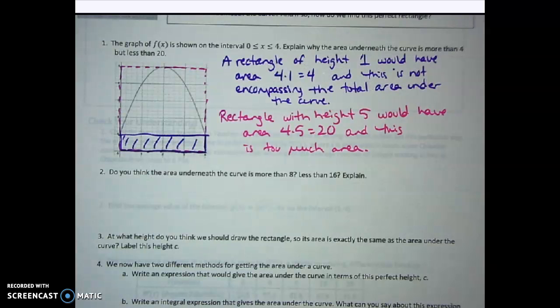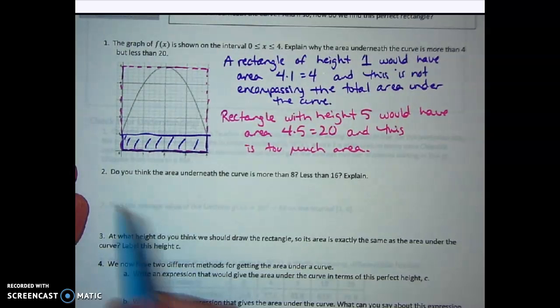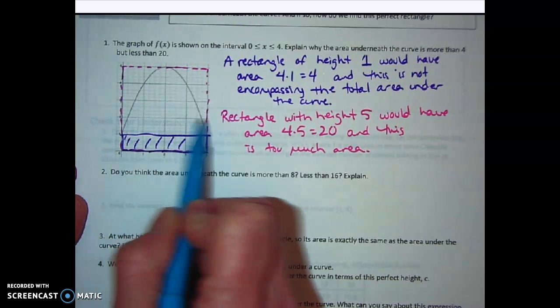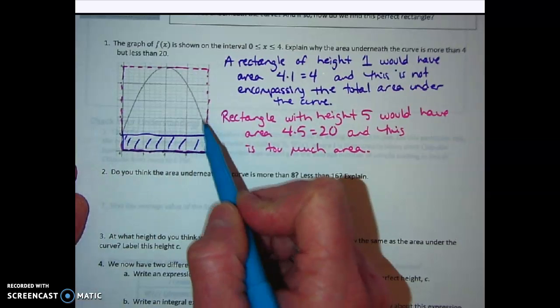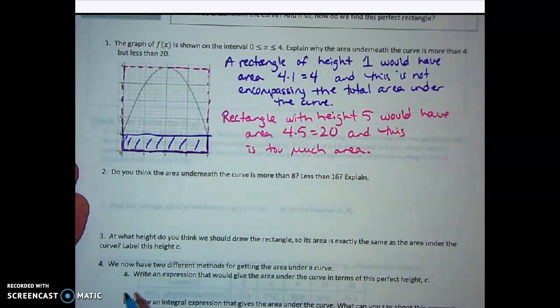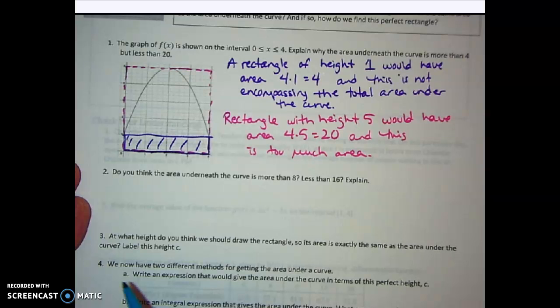Number 2, do you think the area underneath the curve is more than 8? Less than 16? How can we figure this out? Well, again, if we look at an area of 8, we would go up to this height of 2. Well, this will only have a little bit of area outside of that, so that's obviously going to be not big enough of an area.